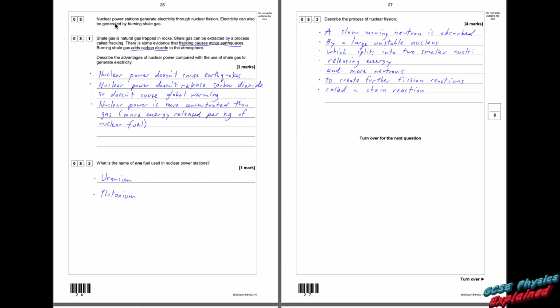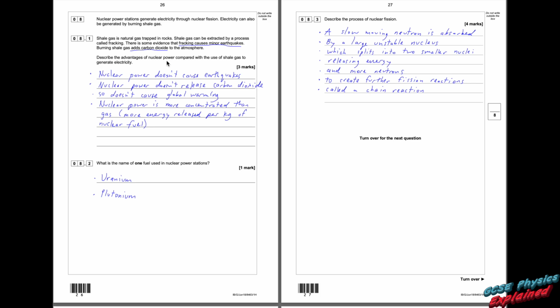Question 8. Nuclear power stations generate electricity through nuclear fission. Electricity can also be generated by burning shale gas. Shale gas is natural gas trapped in rocks. Shale gas can be extracted by a process called fracking. There is some evidence that fracking causes minor earthquakes. Burning shale gas adds carbon dioxide to the atmosphere.